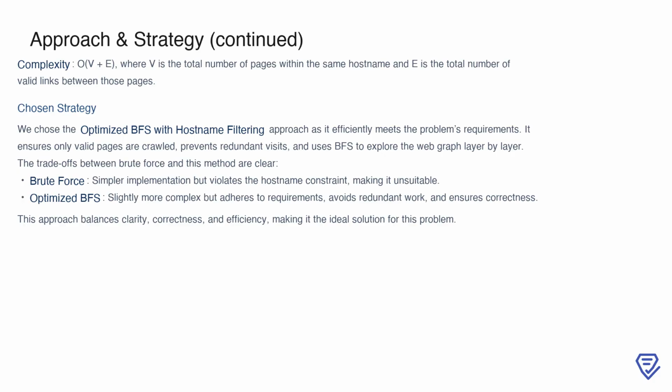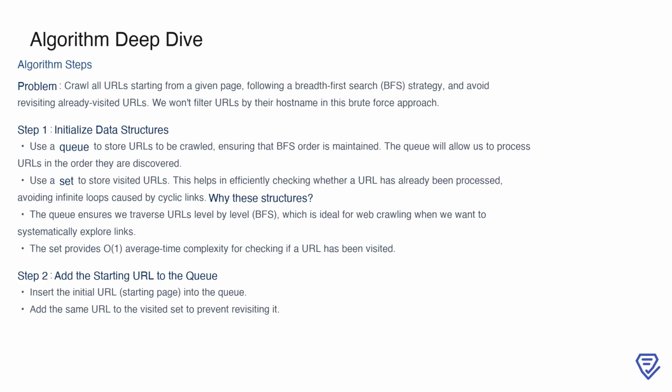To solve the problem of crawling all URLs starting from a given page, we need to ensure that our approach systematically explores all links while avoiding revisiting the same URLs. This is achieved using two critical data structures, a queue and a set. The queue is used to store URLs that are yet to be processed, maintaining the breadth-first search order. This ensures that we traverse URLs level by level, which is ideal for web crawling.